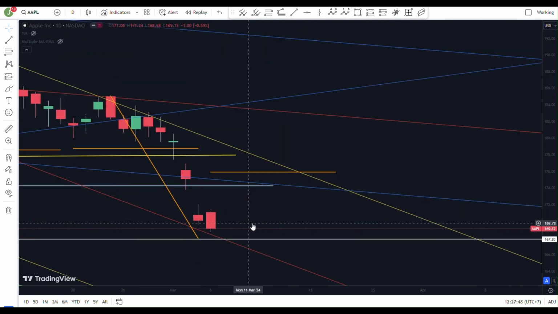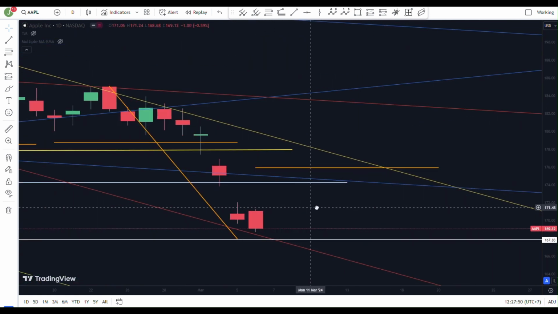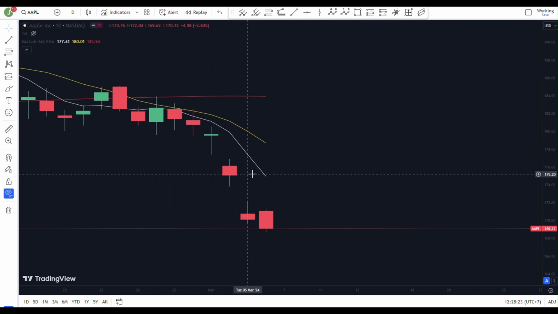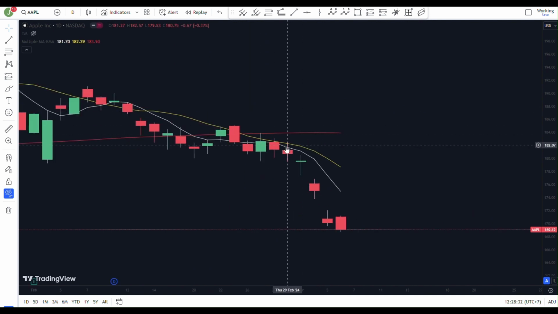Another reason why I think we might get a better setup is because if we put some SMAs on, we can see the 10 SMA in yellow, the 5 SMA in white, and the 200 SMA in red. We're not really too concerned with that right now. I've discussed that in other videos and how that might suggest further downside to come. But for this video, I'm concerned with the 10 and the 5.